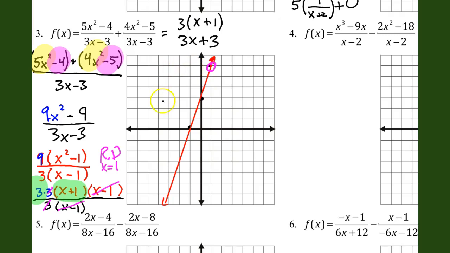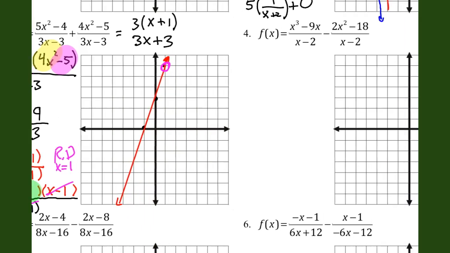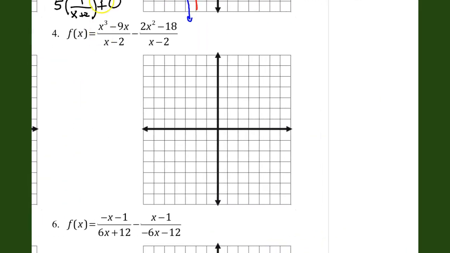All right, lastly for number 4, you'll see what kind of equation do we end up with on the top here. All right, we have x cubed minus 9x minus 2x squared minus 18, all over x minus 2.